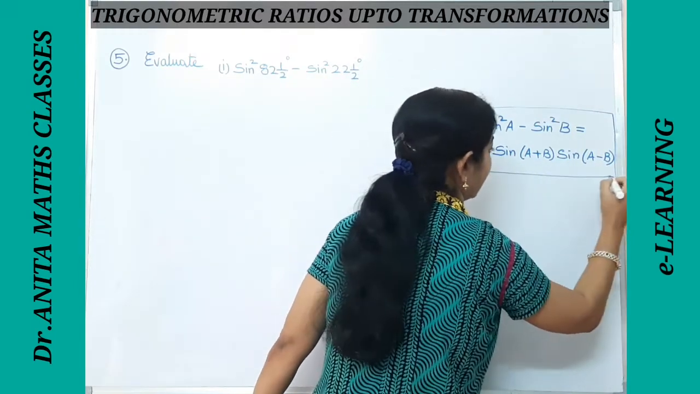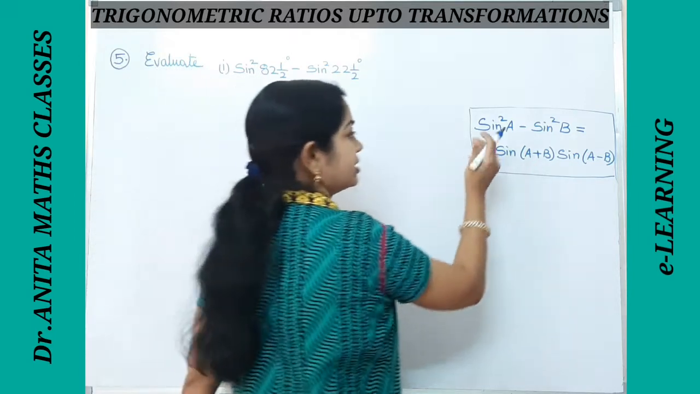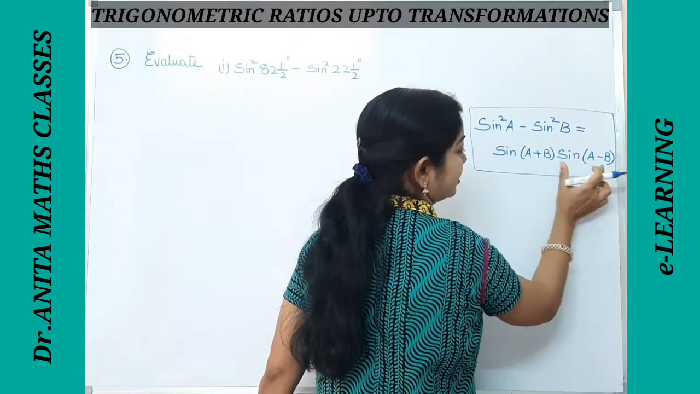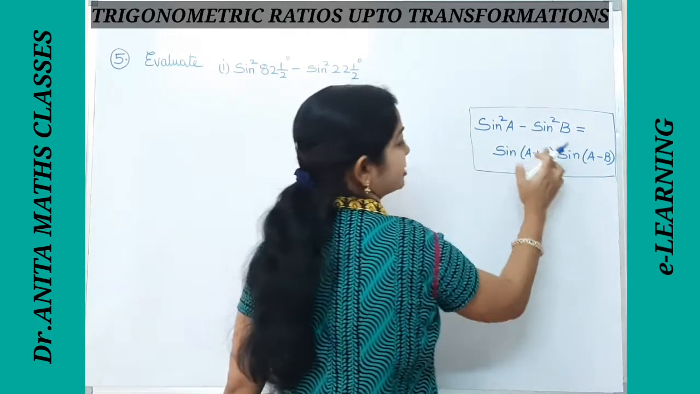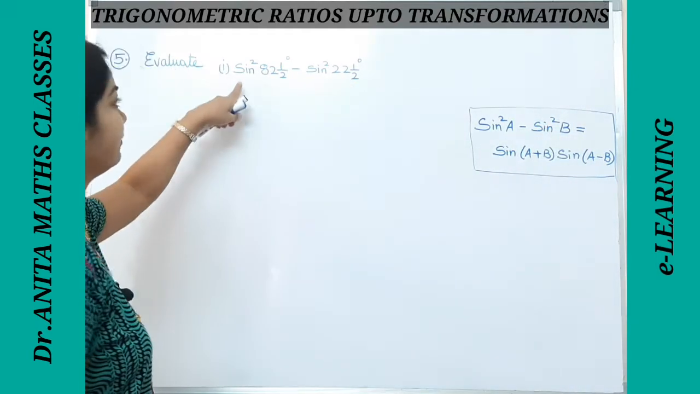I was telling you that you need to know the formulae of trigonometry first. Sine A plus B and sine A minus B are compound angles. If you expand them and cancel off, you get sine square A minus sine square B only. Now we will make use of that formula.